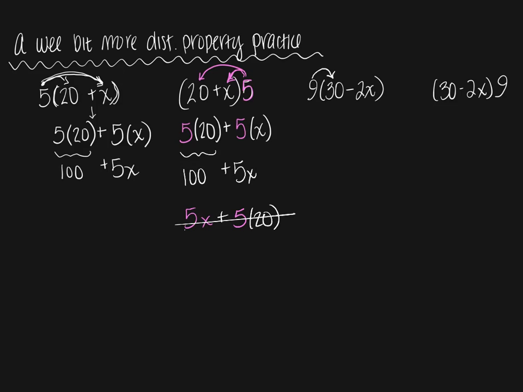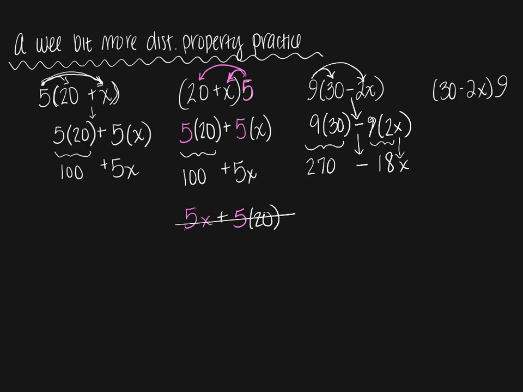I'm going to take my first term, 9 times 30. I have to bring down my sign, and then 9 minus 2x. All right, and now I can simplify. This is what? Oh, good, 270. Make sure you bring down your sign, and 9 times 2 is 18, and I've got that x.